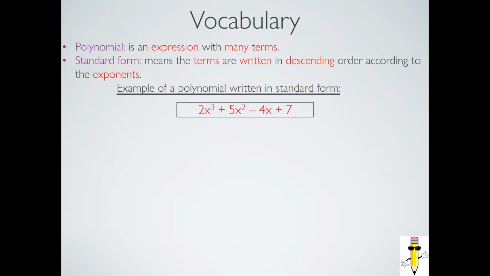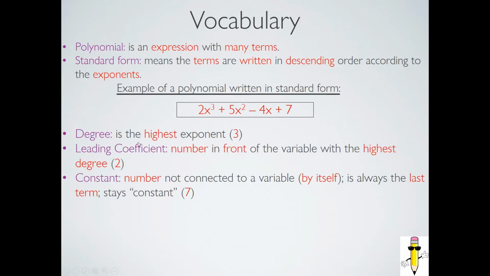So, a polynomial is an expression with many terms. The next word is standard form, which means the terms are written in descending order according to the exponents. An example of a polynomial written in standard form is 2x to the third power plus 5x to the second power minus 4x plus 7. Notice that as these exponents get smaller, the really big numbers go on this side and then they get smaller as we continue to look to the right.